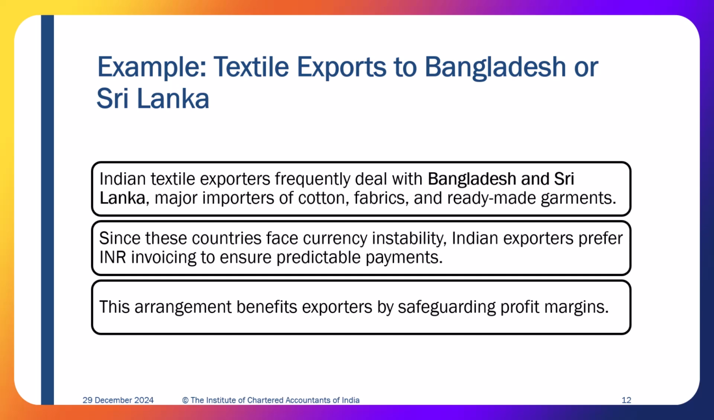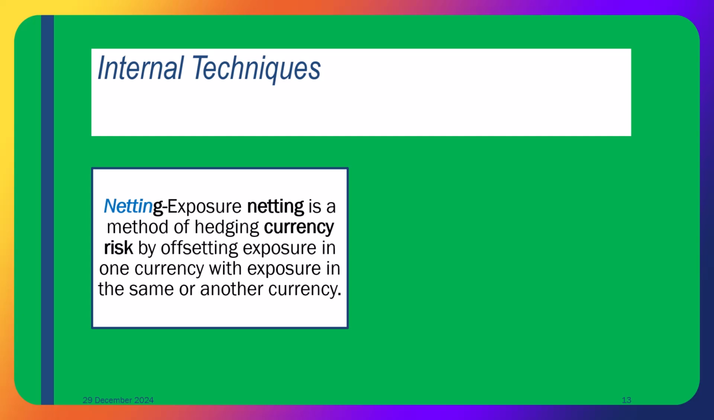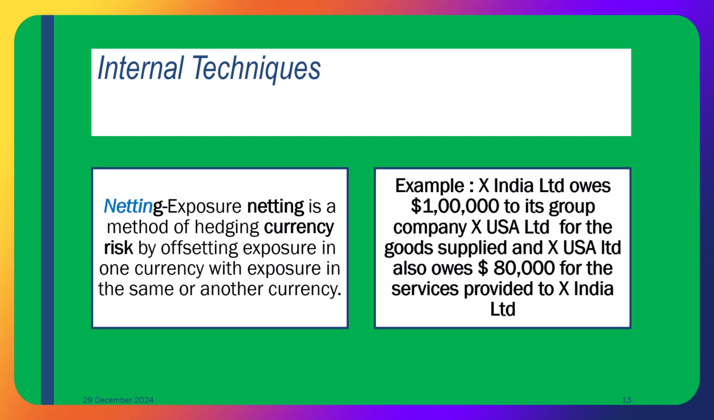नाउ नेटिंग. Netting, exposure netting is a method of hedging currency by offsetting exposure in one currency with exposure in the same or different currency. So, for example, there are two companies, X Limited, which owes $1 lakh to its group company X USA Limited, for goods supplied, and X USA also owes $80,000. So, they can do a netting of. दोनों subsidiary companies हैं, so they can do the netting. एक ने लेने, एक ने देने. So they can only just, difference only they'll convert and make the payment. So they'll avoid, they can do the netting.